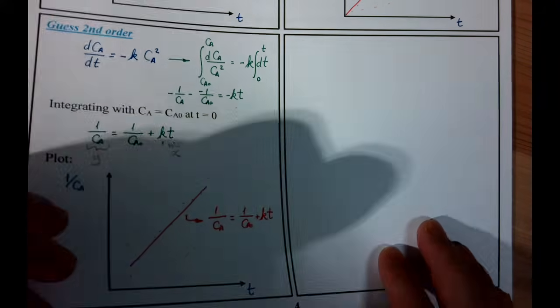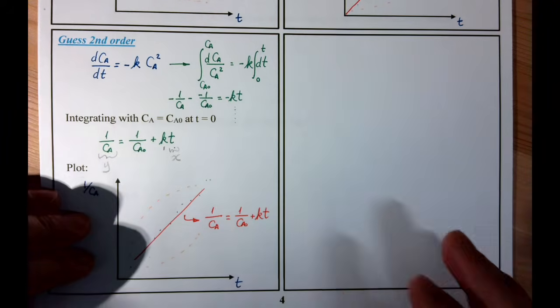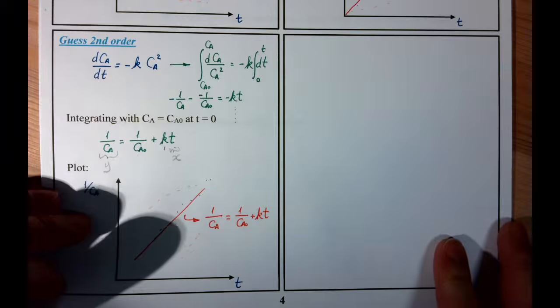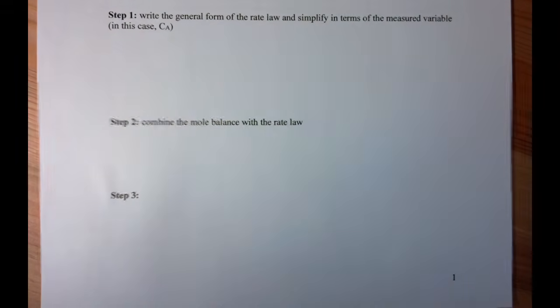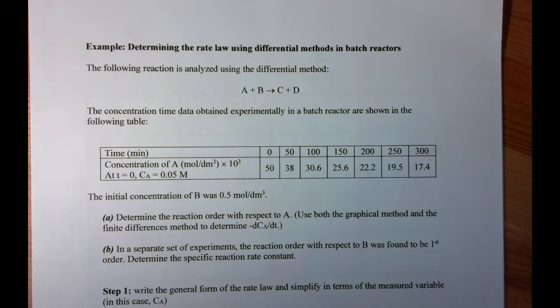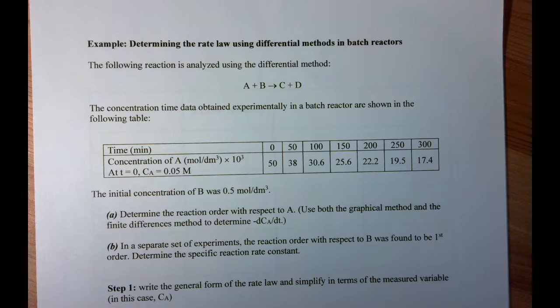Okay, so now we're going to move on to doing an example where we're going to follow all these steps, both for the differential method and the integral method, to determine the rate law. Okay, so determining the rate law using differential methods in batch reactors. The following reaction, A plus B gives C plus D, is analyzed using the differential method.